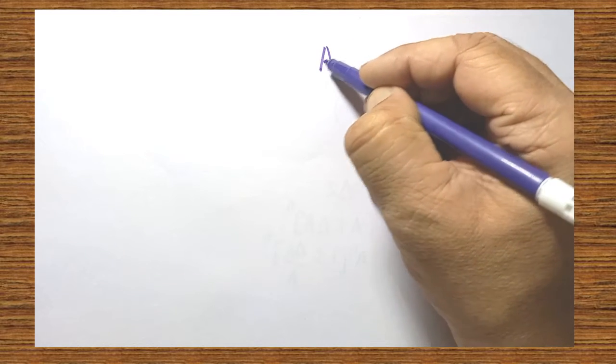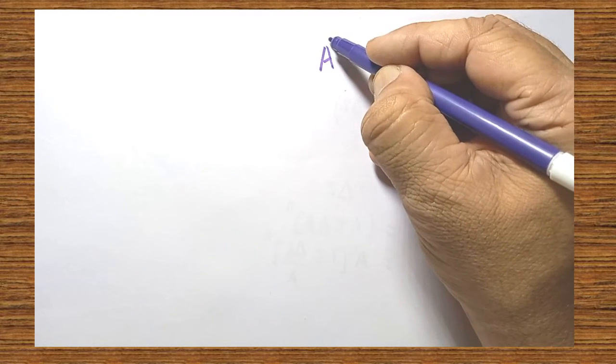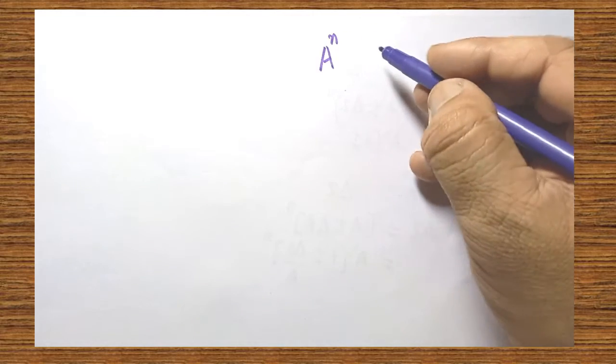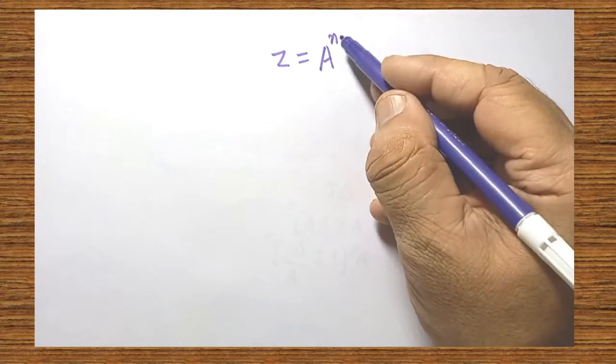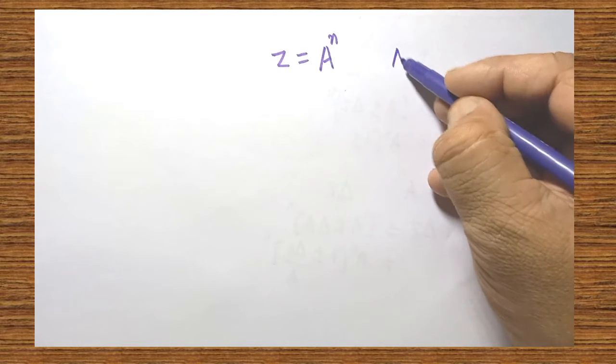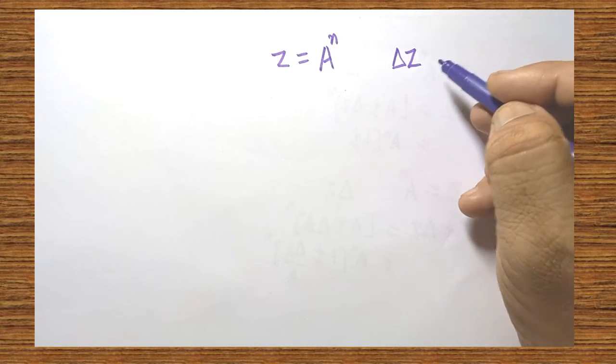In this part 5 video, we are going to learn how to find out the error while calculating the power of any quantity. Let us take one quantity that is named as A. Its power is n. A to the power of n is to be calculated, that is nothing but z. While calculating a power of n, that is z, some error is found. That error is called del z.